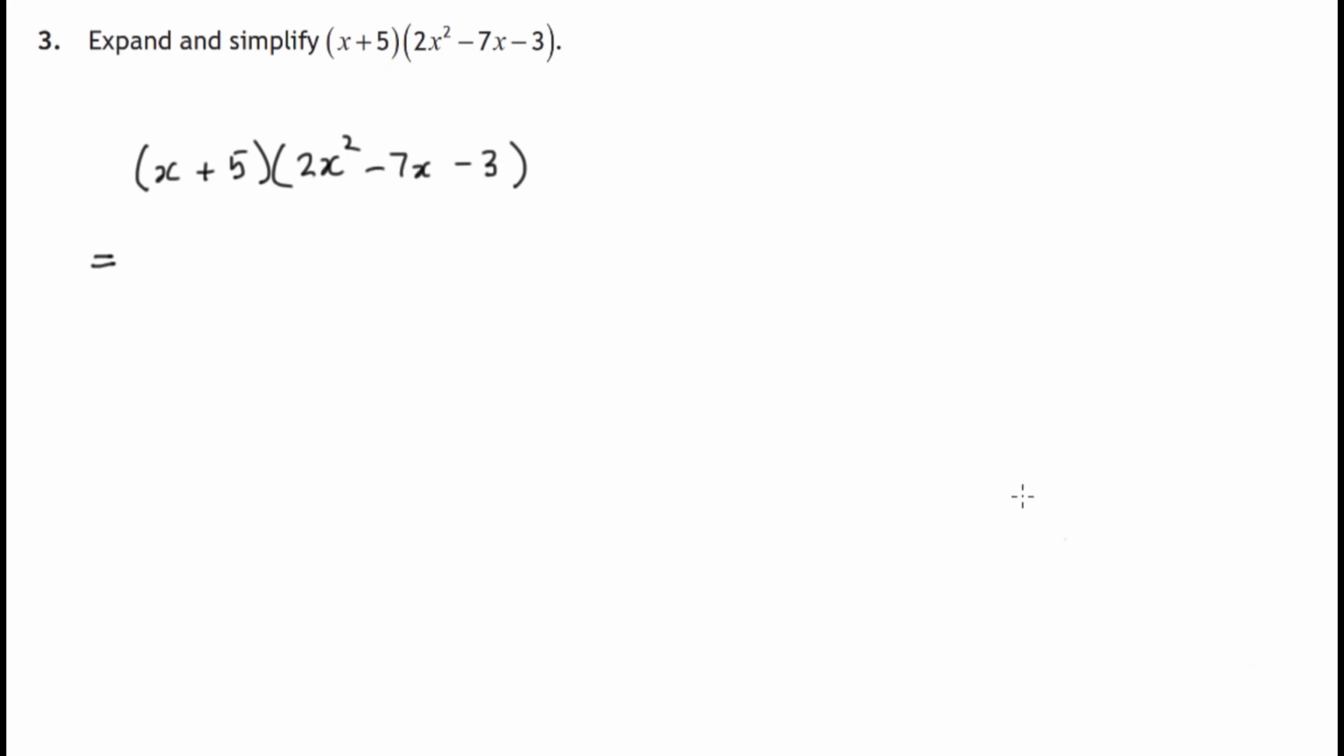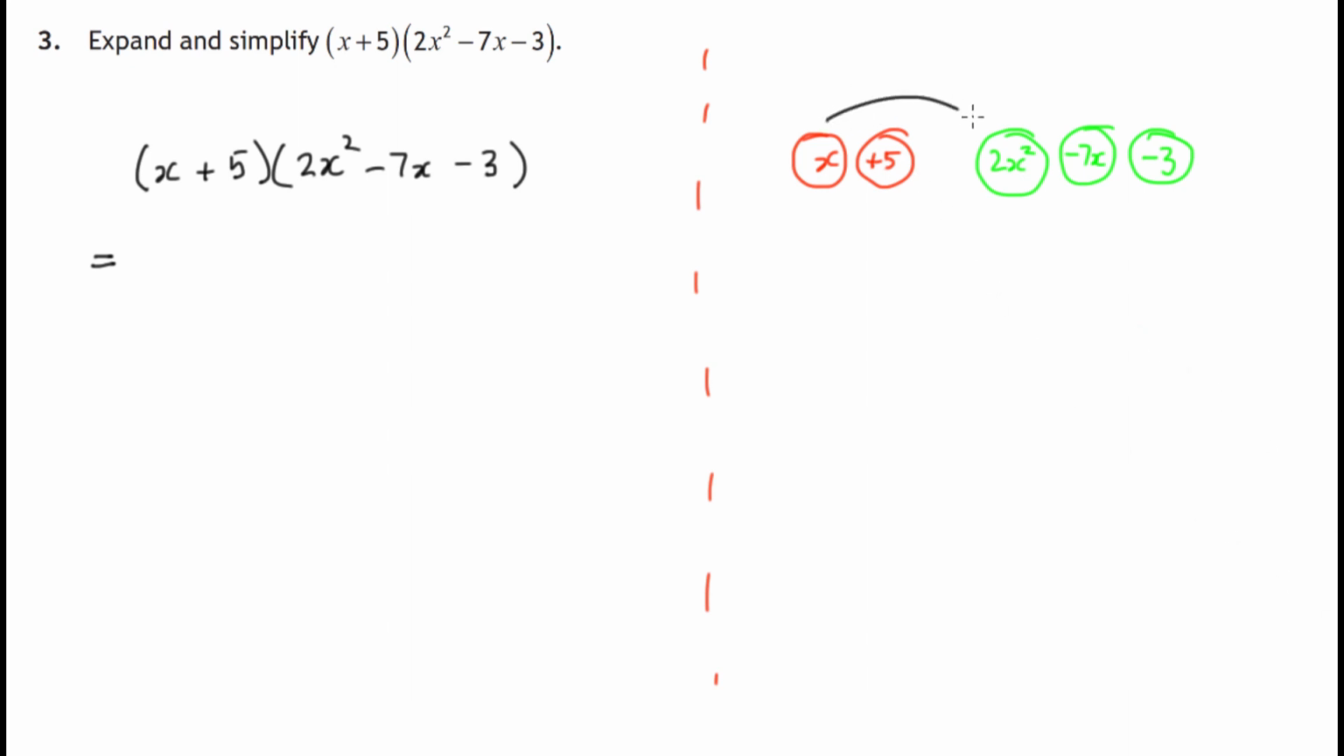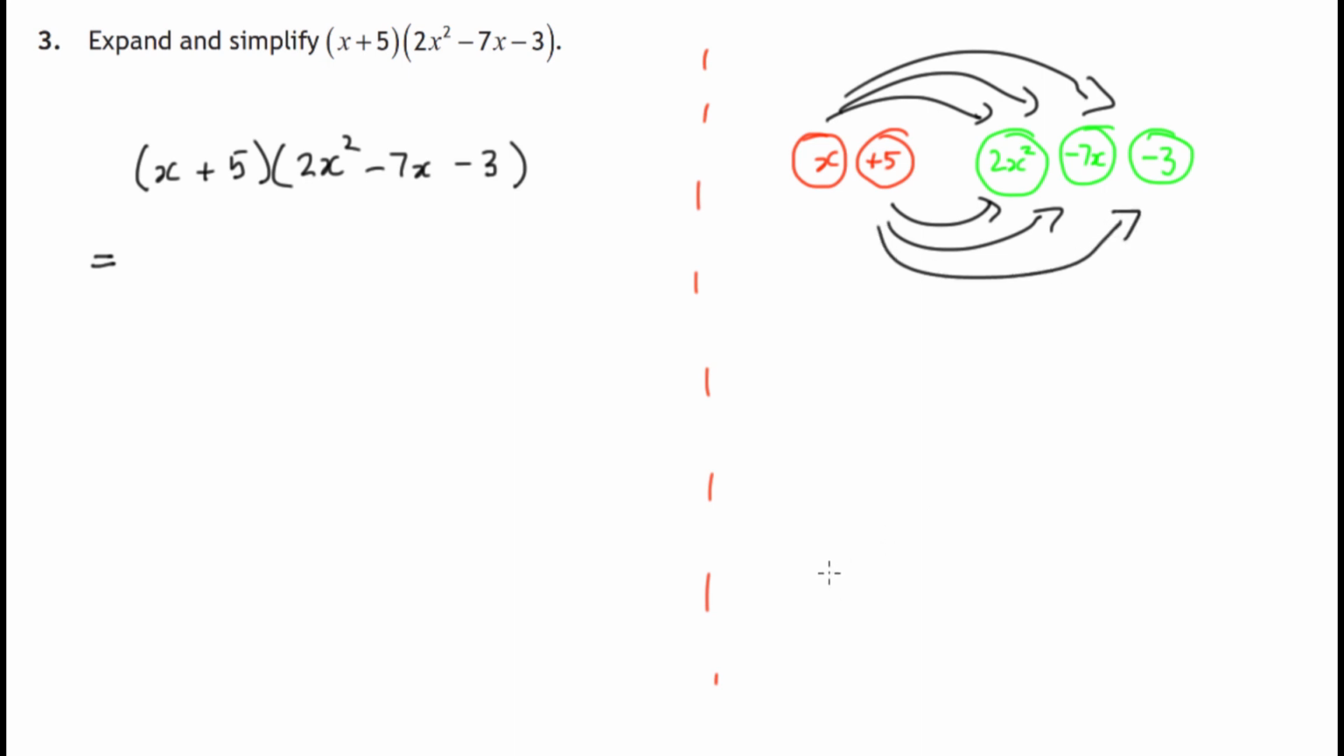So in the first bracket, we have two terms. We have an x term and we have a positive 5 term. And in the second bracket, we have three terms. We have a 2x squared, a negative 7x, and a negative 3. So our aim in this is to make sure that x multiplies each of these three terms and 5 multiplies each of these three terms.